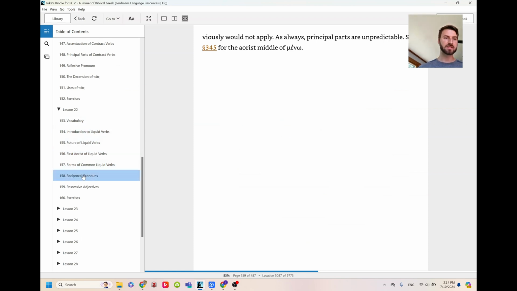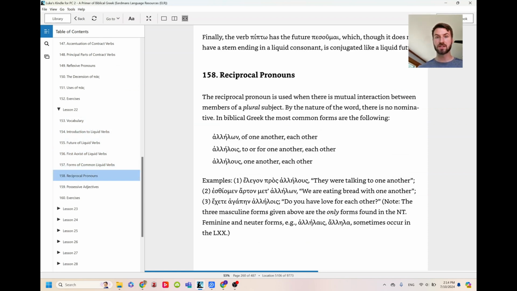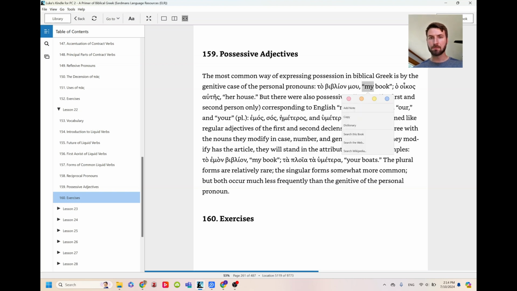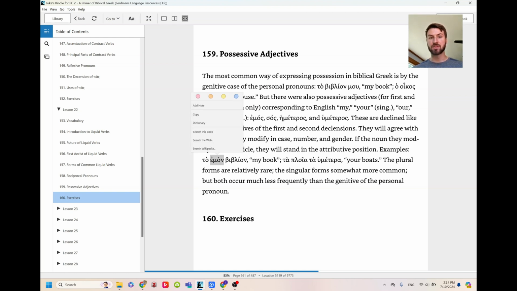And then a few things that it's thrown in here are reciprocal pronouns. This is translated as one another. I'm not really sure why it's necessarily thrown in here, but it's the same noun endings that we're used to. There's also possessive adjectives. So we're used to something like this, to biblion mu, the book of me. But you can also say down here, to emon biblion. So this is a possessive adjective, and we translate the exact same, my book.